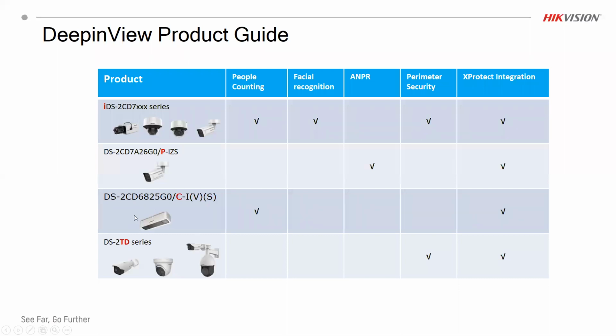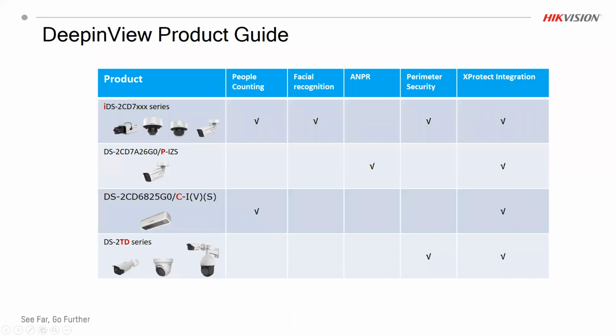We have our ceiling mount people counting camera, which has been around for quite some time and now is in its generation 2 form factor. And then we go down to our TD series, which is our thermal device series, which is primarily used for perimeter security. And again, all use an XProtect integration.